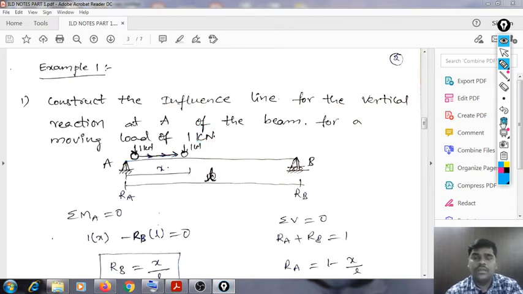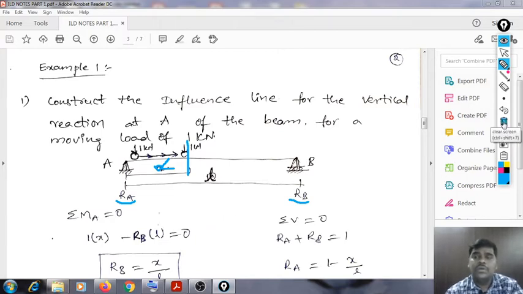For that, first we have to know what the actual reactions RA and RB are due to this moving load. But as the load is moving, we cannot find the exact reaction unless the load stops. So let us stop this load at some section, say X from A. So this is X.